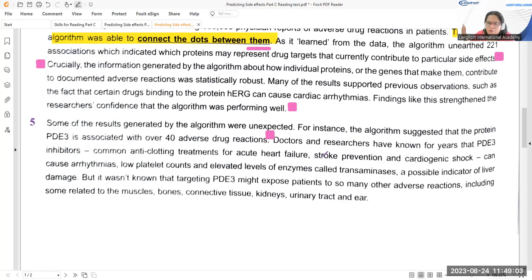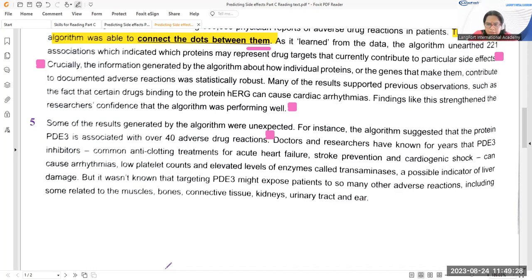So they knew about how they use this treatment for acute heart failure or stroke prevention, and they knew it had some side effects. But what they didn't know was that when they target the PDE3 protein for treatment, it might put patients at risk of other reactions, such as those affecting the bones, muscles, connective tissue, kidneys, urinary tract, and ear. So all of you go through it.